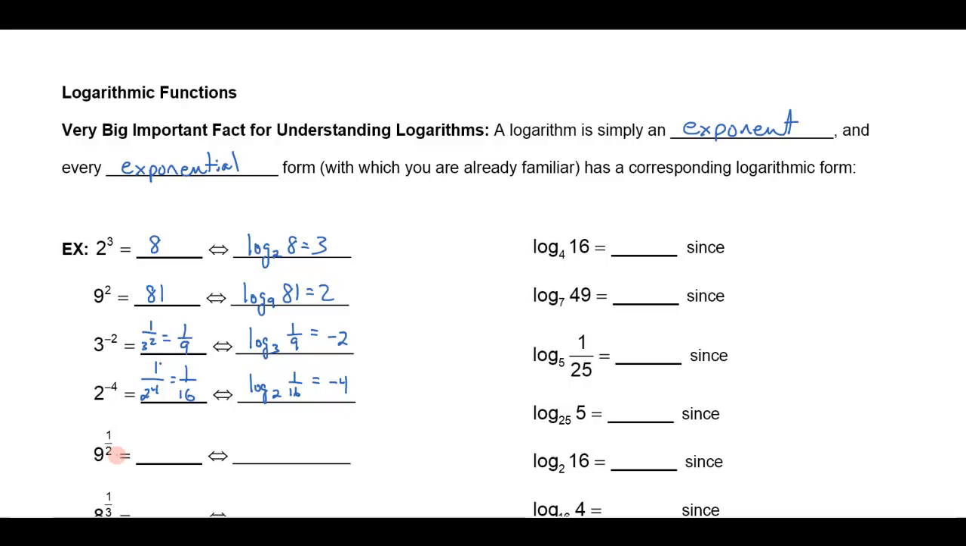Now 9 to the 1/2. Do you remember what that means? This is a rational or fractional exponent, and the denominator is a root. So this is the same thing as the square root of 9. That equals 3. So in logarithmic form, that would be the log base 9 of 3 is equal to a half. In other words, you raise 9 to the 1/2 power to get 3.